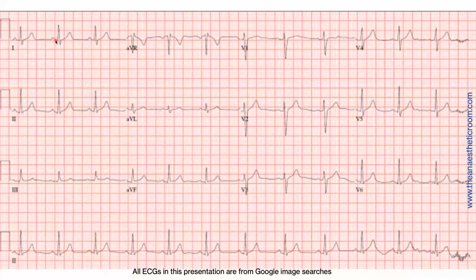Here, we have both a positive lead 1, R bigger than S here, and a positive AVF, R bigger than S over here. So this is a normal axis because both of these are positive.